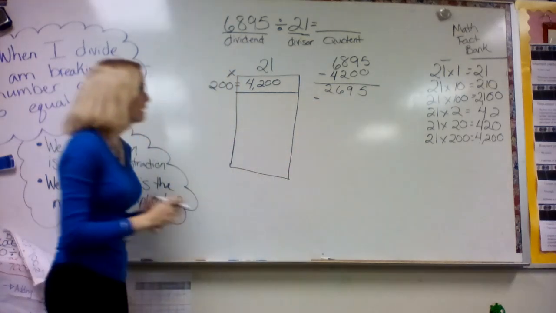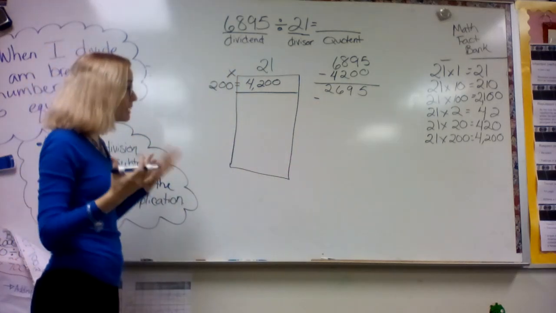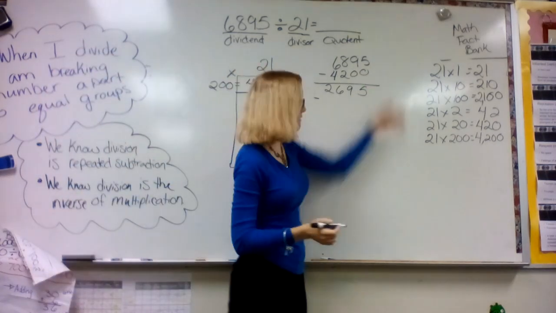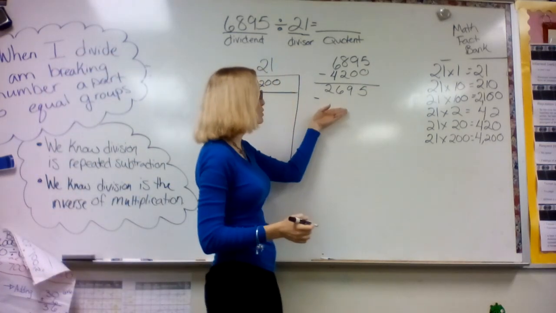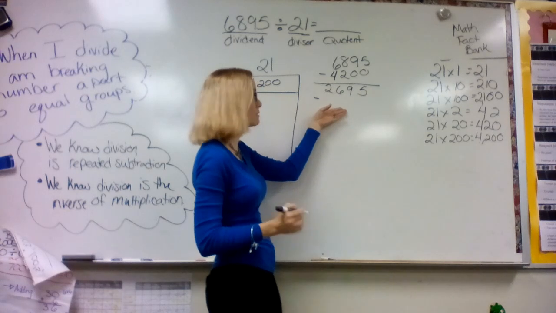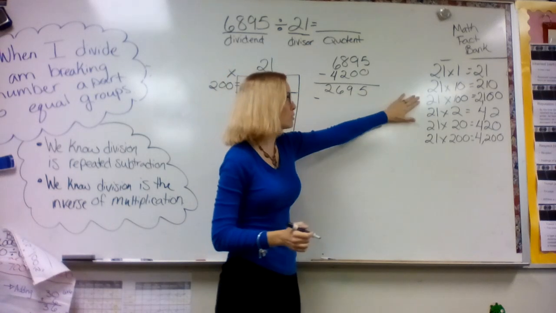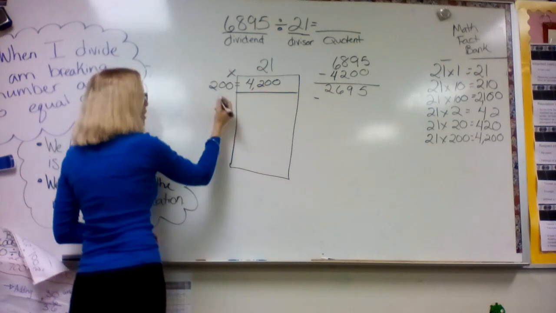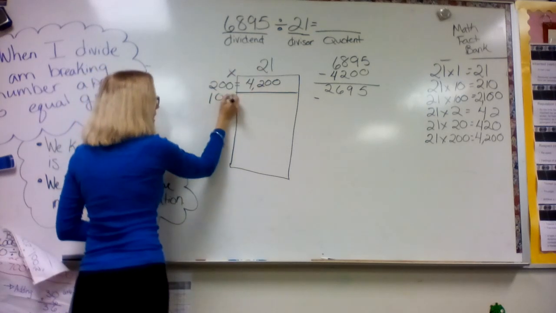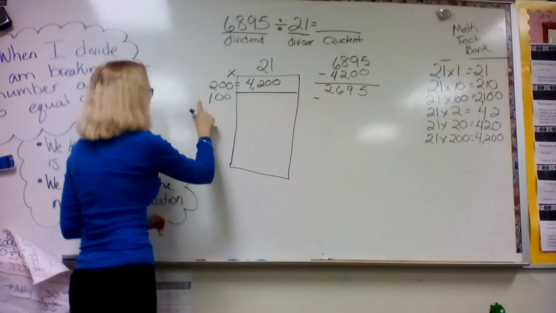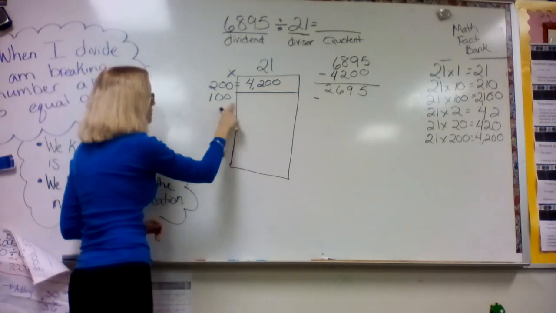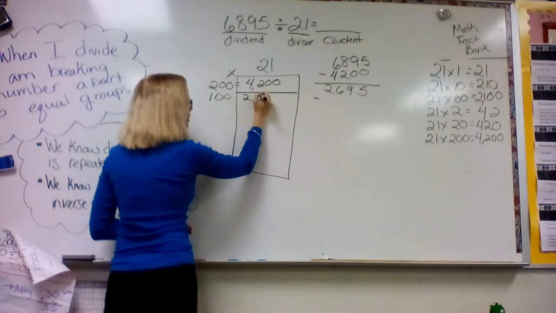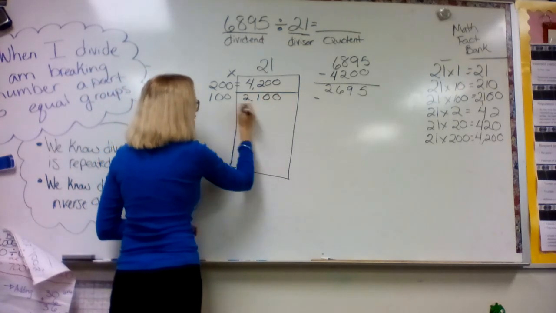We're going to take out another piece of that. So I look at my math fact bank over here, and I find my math fact that gets me as close to 2,695 as possible. And that would be 21 times 100. So 21 times 100. I want to urge you to keep your numbers lined up. That place value is so important. So we're going to go 2,100 and draw a line again.